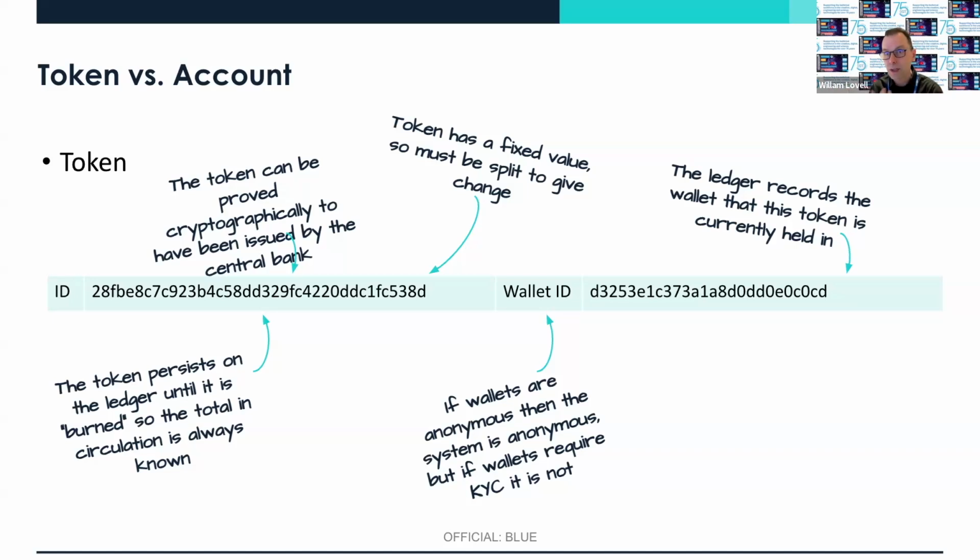There's the unspent transaction output approach that Bitcoin uses. There are also other approaches where the central ledger will split a token into two new tokens, and there's pros and cons for those two approaches. You then give that token a wallet ID, and the ledger records which wallet currently has the token in it. Wallets can be anonymous, but if they're not, then you can track the ownership of tokens perfectly well. Those two concepts are slightly separate.